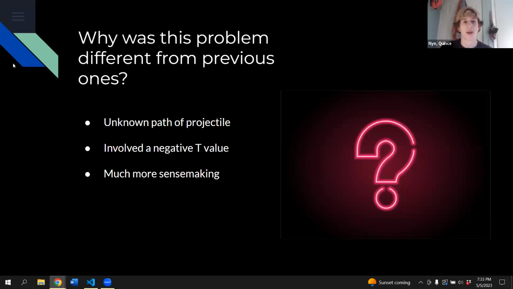And just to add another reason that it was different: in previous problems we've known the path of the projectile, and that made it a little easier to do the sense making, like in the Mario problem. In this one, we had to first figure out the path of the projectile to even understand what we were looking at.